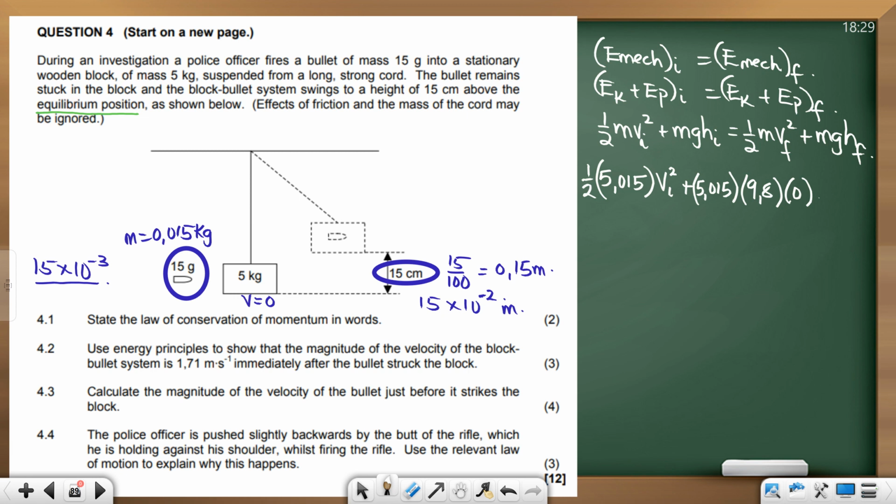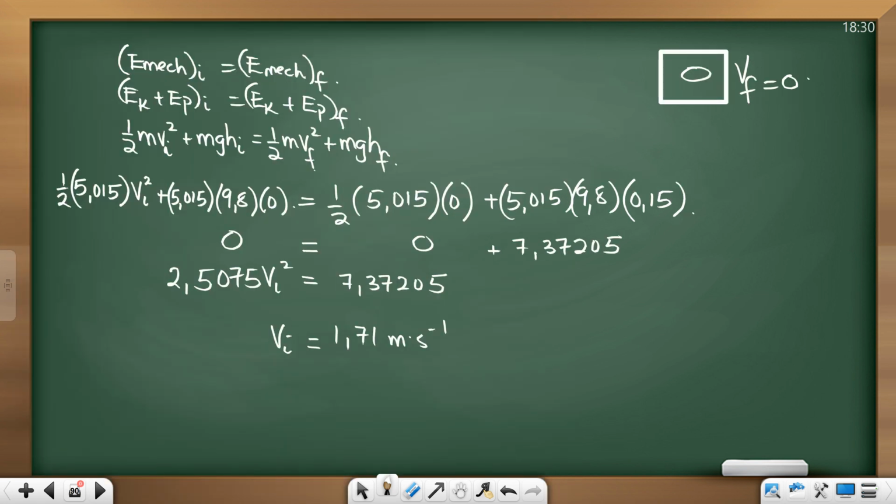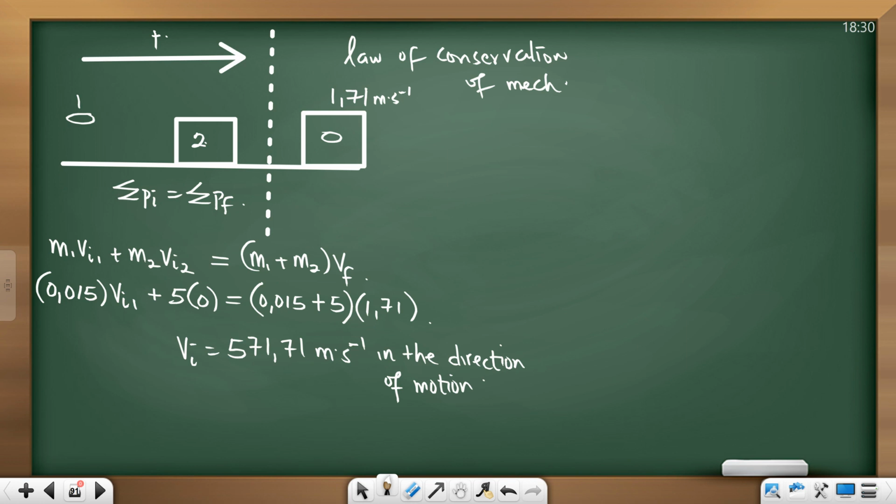Sir, aren't they looking for the magnitude? Oh yeah. Calculate the magnitude. Okay. We're looking for the magnitude. All right. vi is 571,71 meters per second. Magnitude. Thank you, Lebo, for the reminder.